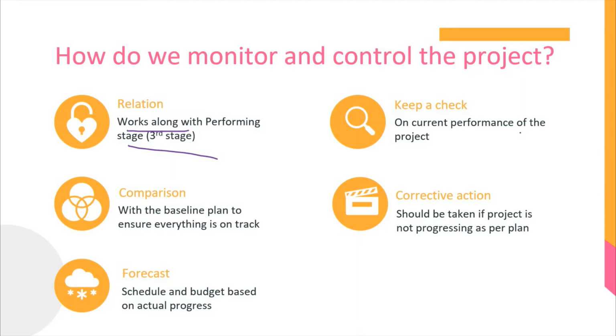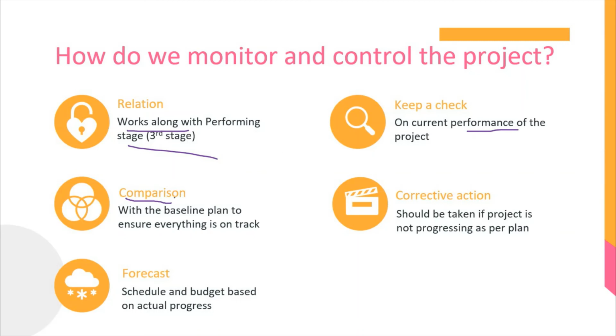For this, we need to keep a check on the current performance of the project and we need to collect data on a regular basis for the current performance. For this, the PM needs to be in touch with the team regularly to understand and collect the data for the current progress of the project.